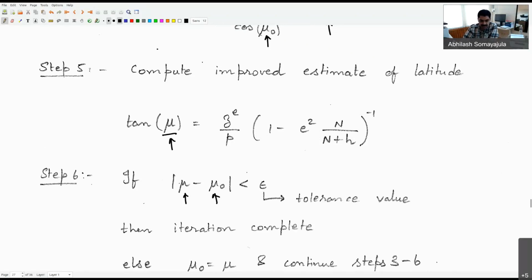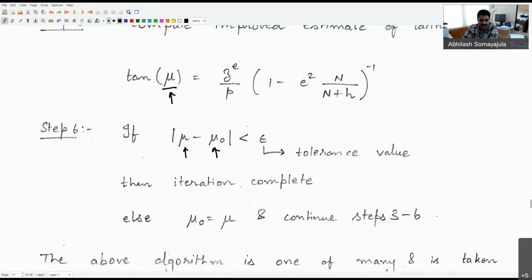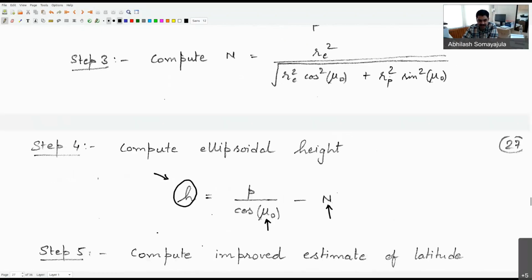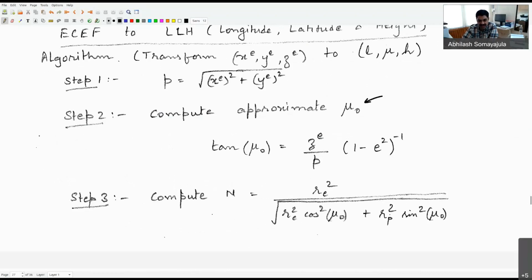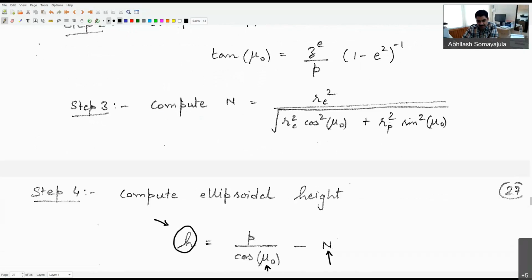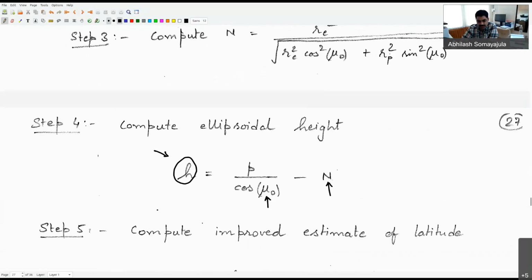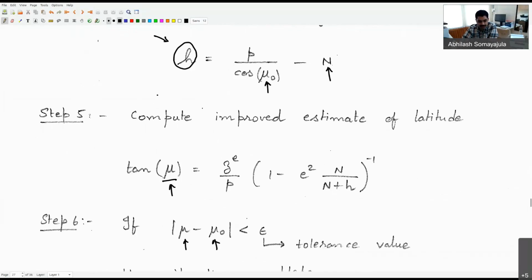If this value is greater than epsilon, and epsilon is some tolerance value that we choose, then we have to iterate. And what do we do? We take mu and store it in mu0, and then start back at steps 3 to 6. So we again compute the value of n with the new mu0, and then compute the value of h with the new mu0, and then compute the improved latitude mu, and again check for this condition. So we keep on doing this until convergence is achieved.